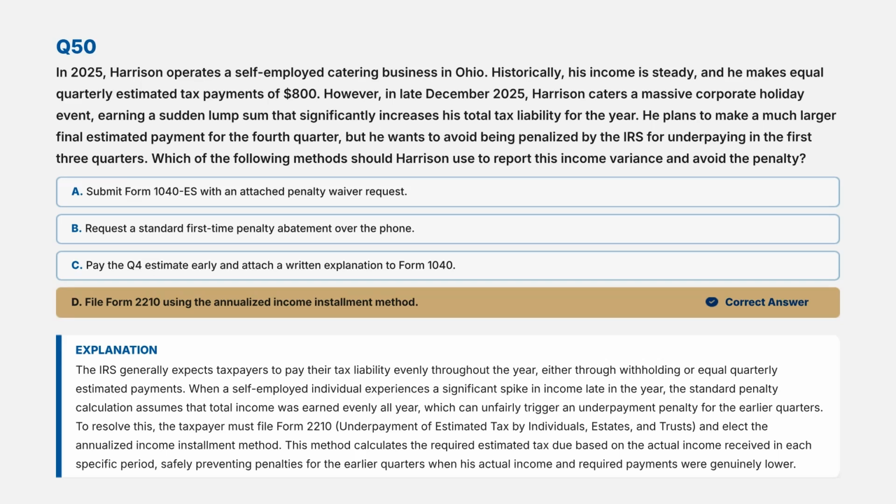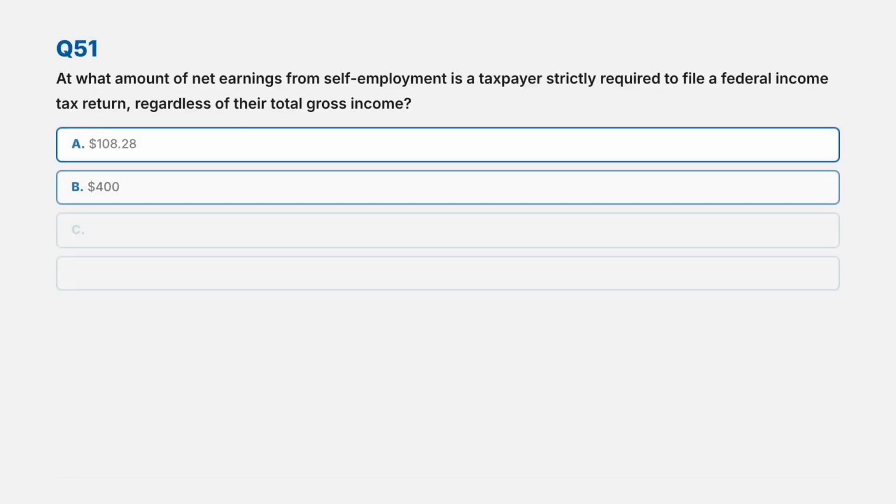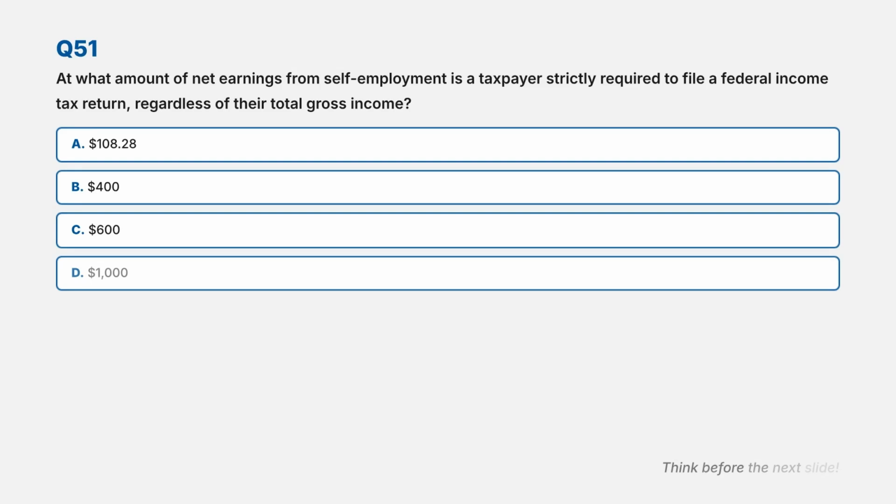Fantastic. Let's move on to question 51. Question 51. At what amount of net earnings from self employment is a taxpayer strictly required to file a federal income tax return, regardless of their total gross income? A. $108.28. B. $400. C. $600. D. $1,000.